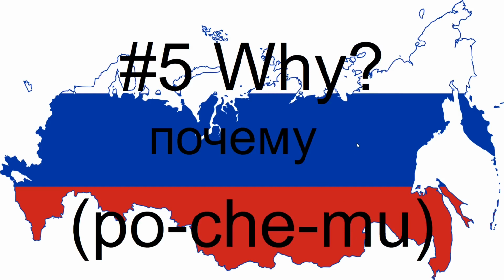Moving on, we have number 5, why. Now there's actually 2 ways to say this. This one is more when you want an answer, and there's another one that you use when you're saying, oh, why me, sort of thing. So this one is почему. So, почему ты здесь? Why are you here? Or почему это яблоко на стол? Why is the apple on the table?